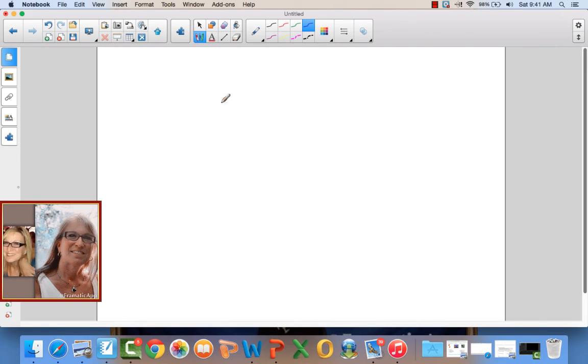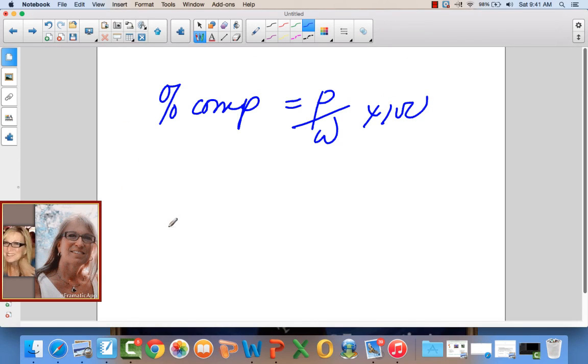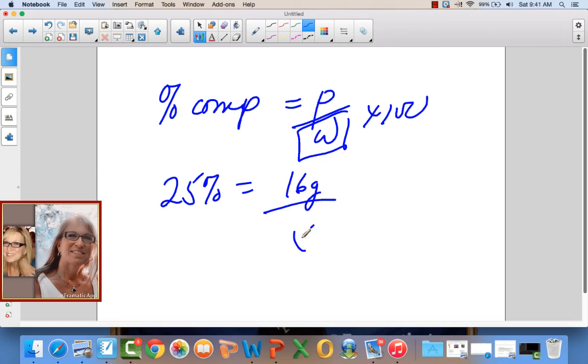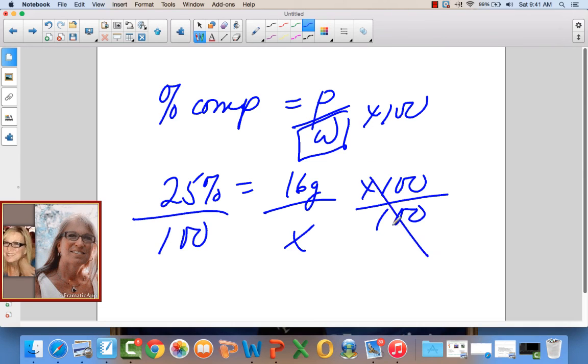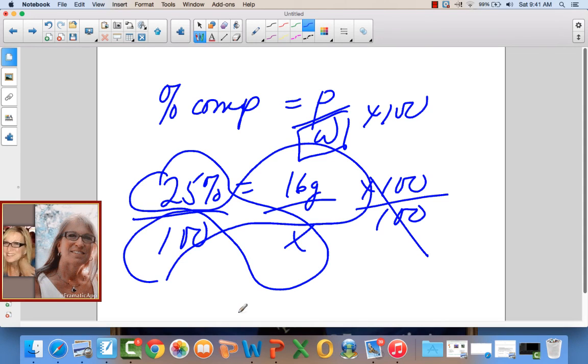Okay, that's it. I do want to say something. If you get a percent comp problem, which is part over whole times 100, building off of the last problem I just showed you, say they give you the percent comp, 25% equals, and you're trying to find the whole. And I say, I don't know, 16 grams, and you have x times 100. This is your percent comp. Again, you have multiplication. Simply divide both sides by 100, and you are set up to cross multiply and divide. Please do not forget that on those types of problems. All right, that's it.